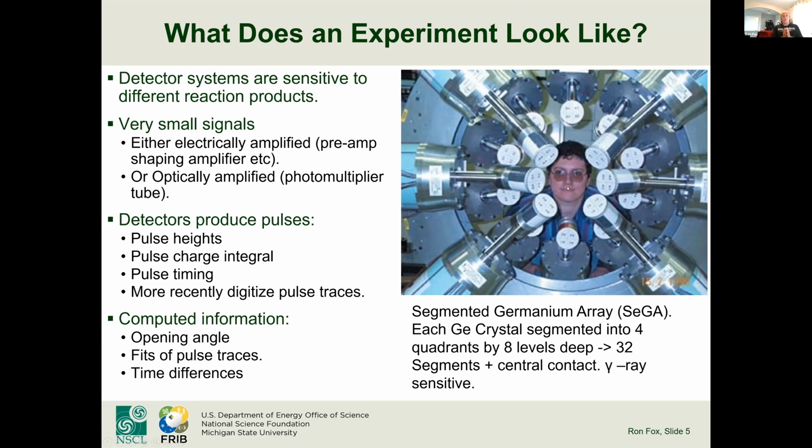We might want to know the angle between two hits in that detector. We might want to know time differences. That's really what's important, more important than time. And for the cases where we're taking traces, we might want to actually fit that trace data and get some information out of those traces. So that's what the raw data looks like.